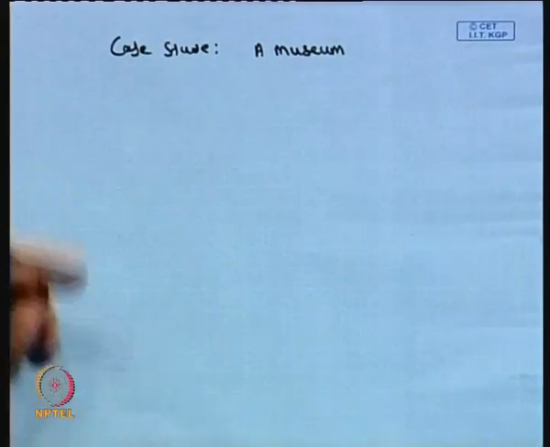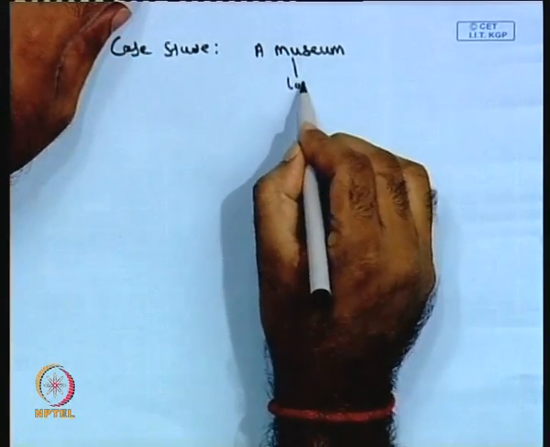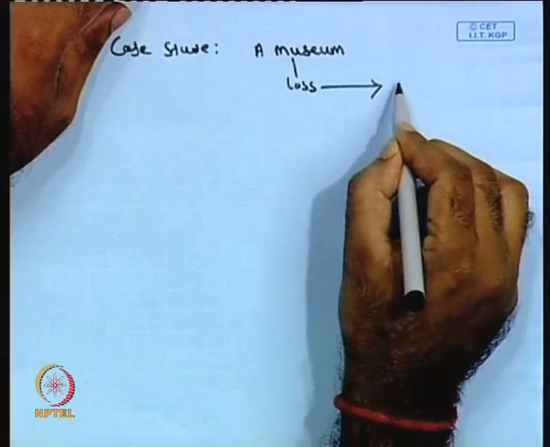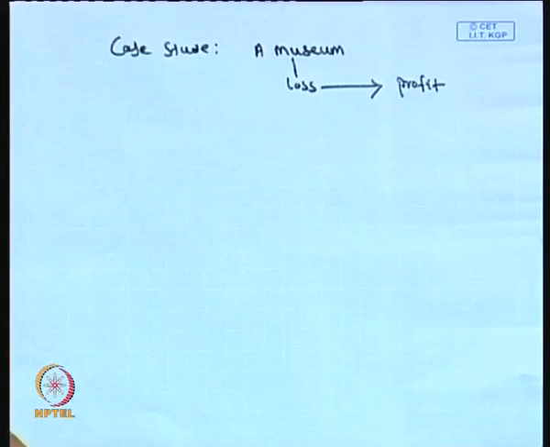The museum is running in loss, and your assignment is to transfer this loss making unit to a profit making unit. This is the typical problem which we have received from a particular department. Now the problem is very clear here. The museum which is running in loss, your assignment is to transfer this loss making unit into a profit making unit.